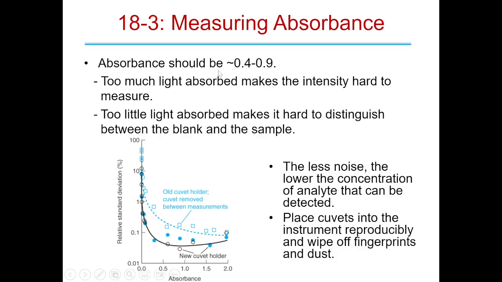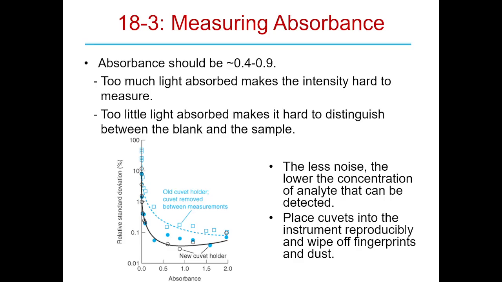When you're doing a spectra that you want a quantitative result from, you really need your absorbances to stay somewhere in the range of 0.4 to 0.9. That's ideal, okay? That's going to give you the best effect. When they fall outside the range of 0.4 and 0.9, you're going to get less accuracy.